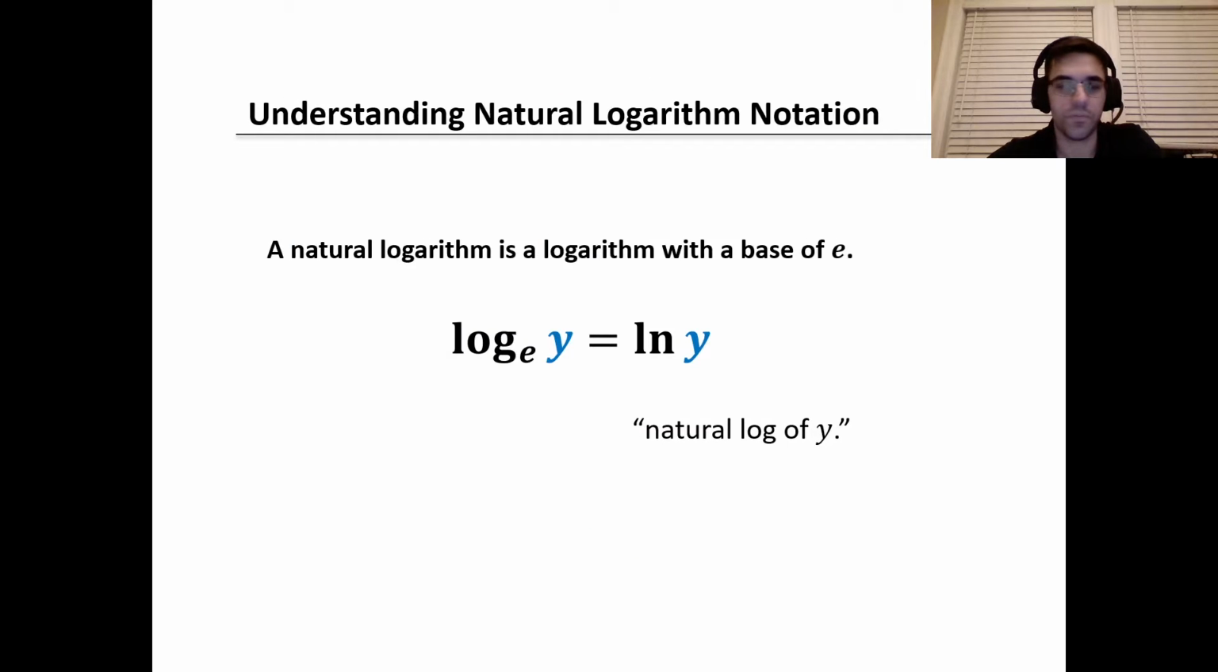So, anyways, now let's talk about natural logs. If I have a log with base E, so E is the base of a log, then what we call that is just the natural log. So log base E of y is the natural log of y. And we use the symbol ln to represent that kind of function. It's natural log, but the L comes first and the N comes second. I don't know why that is, but that's what it is.